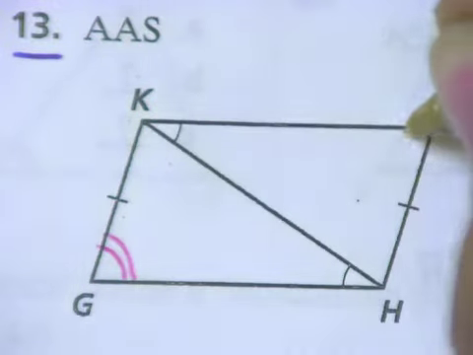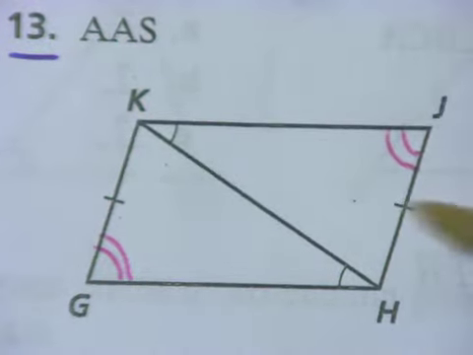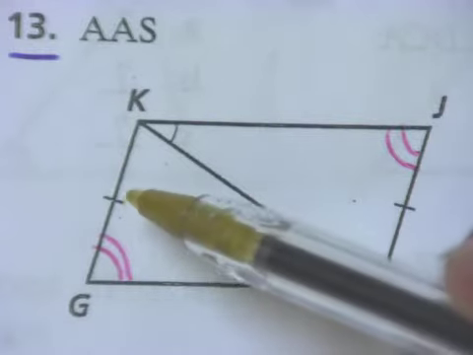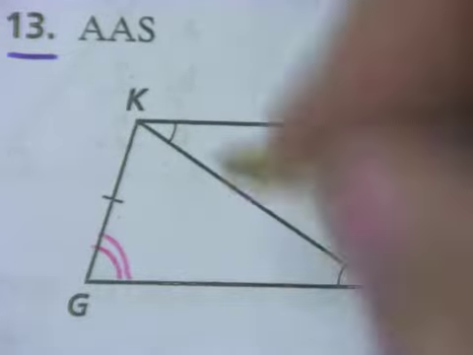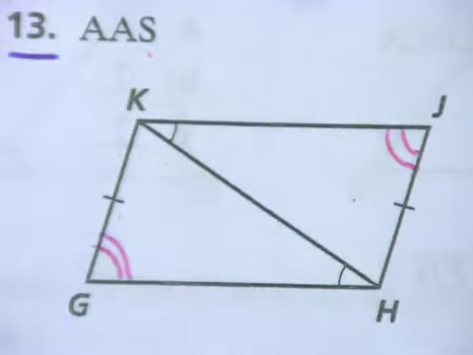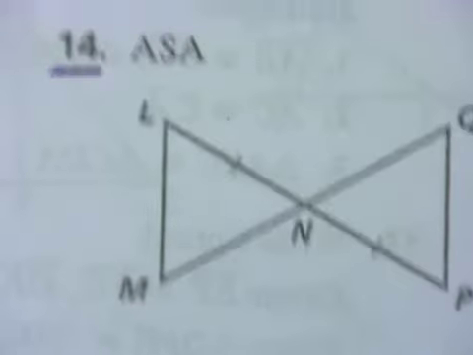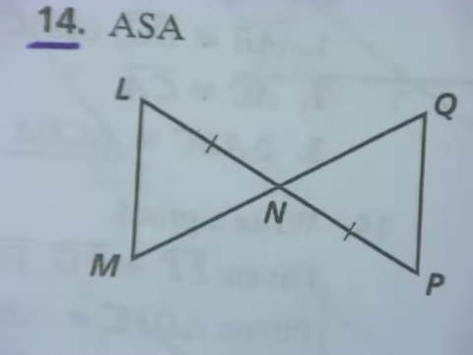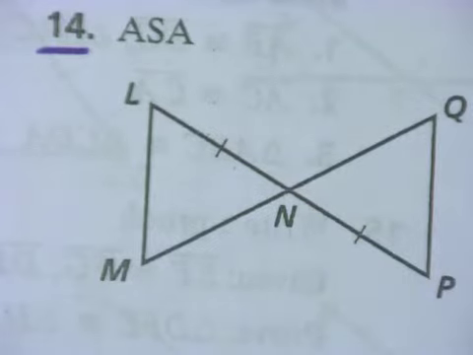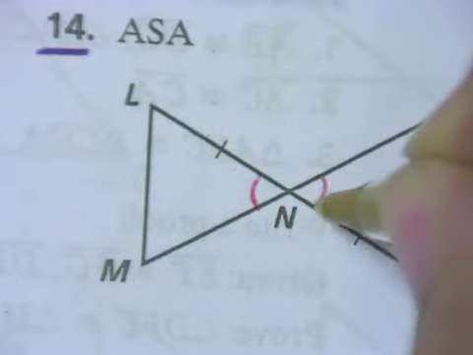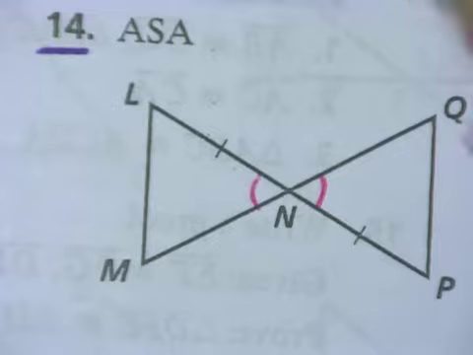Let's take a look at number 13. Number 13, they want us to use angle, angle, side. Here I have two angles, and here I have two sides. So I'm going to put an angle here and an opposite angle there. And now I have angle, angle, side. Angle, angle, side. Proving, in fact, that my two triangles are congruent using this rule.